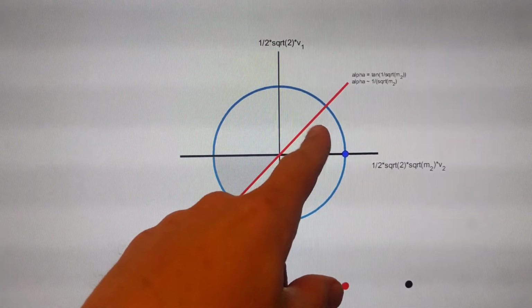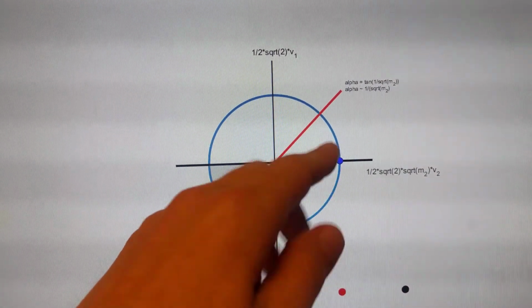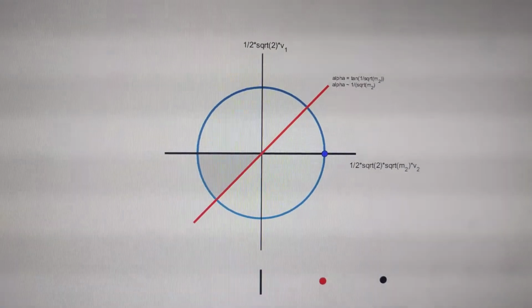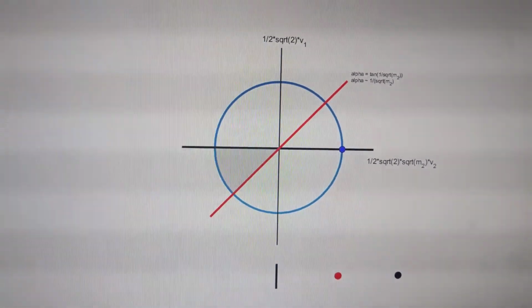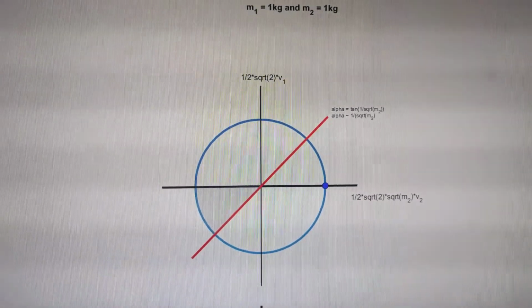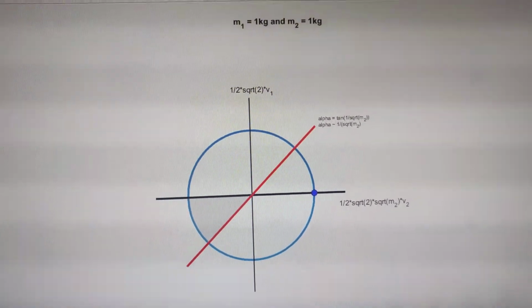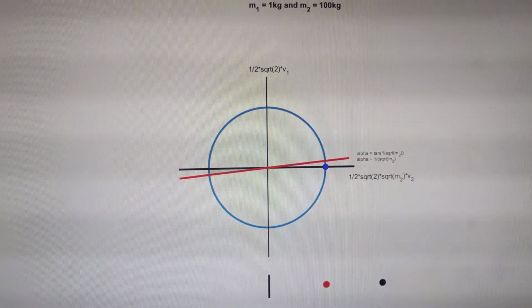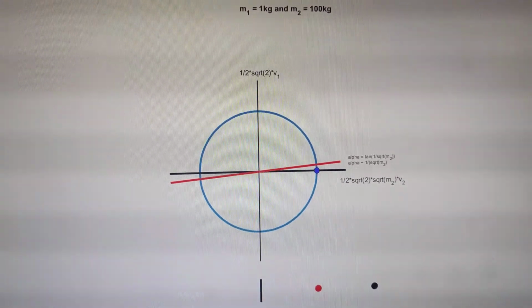Then the angle between the red line and the positive y-axis, or the slope, depends on the mass distribution. So what happens when we have equal mass distribution? We have indeed 3 bounces and 3 times a mirroring around the axis.